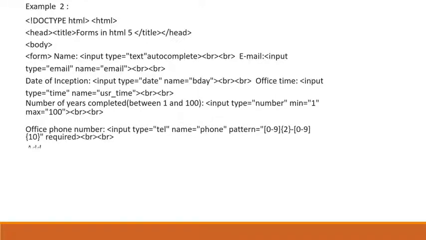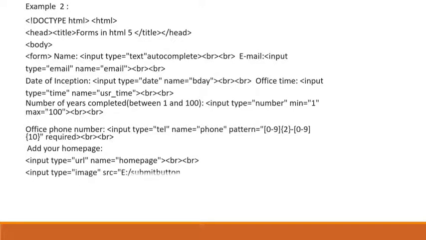Office phone number is given with type tel, and the pattern is also introduced. Always remember, in curly brackets whatever number is given, that is your number of digits. Then URL is mentioned, that is input type URL, and input type image. So here the image will come. Then the output is closed with slash form, slash body and slash HTML. Save this and run it in Google Chrome.